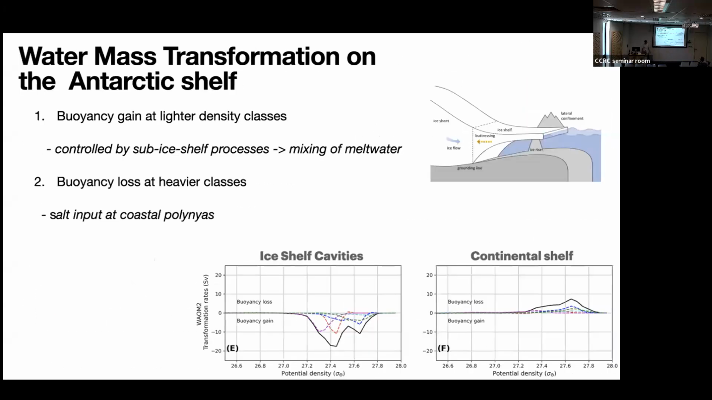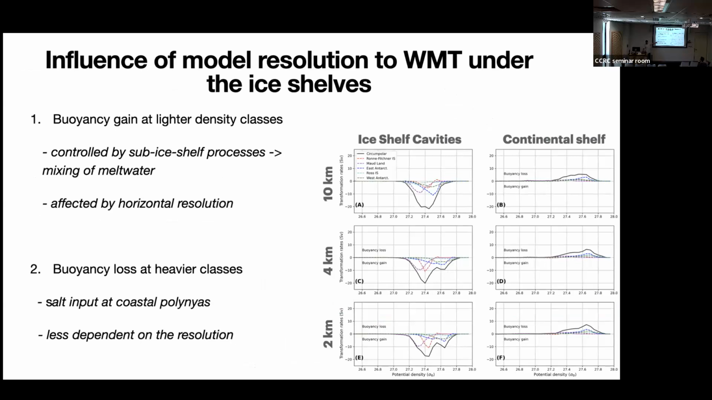Right. So we have seen these two signals, one coming from the ice shelf cavities and one from the continental shelf. And then you further explore the sensitivity to the horizontal resolution. So now we have the ice shelves on the left and the continental shelf water mass formations, and then for the three different model resolutions.